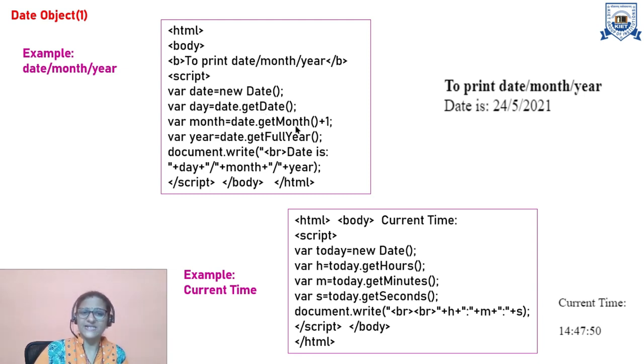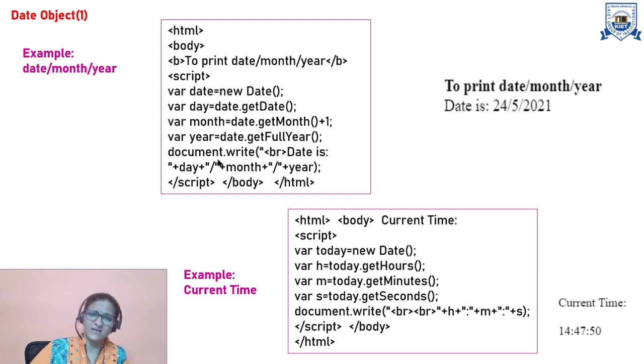Month, date.getMonth plus 1, because it is starting from 0. Currently it is May, the 5th month, but as the month is starting from 0, we have to give it plus 1 so that we can get the 5th month. Then year, in this we are providing date.getFullYear, means we want to write the complete year, 2021. Full year we need, so that's why we have given getFullYear.